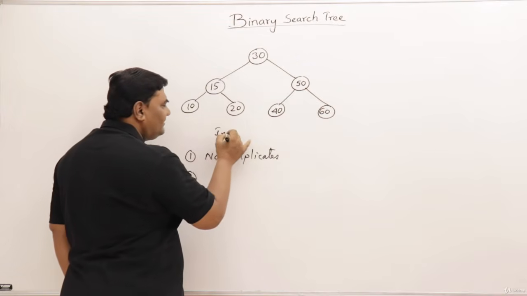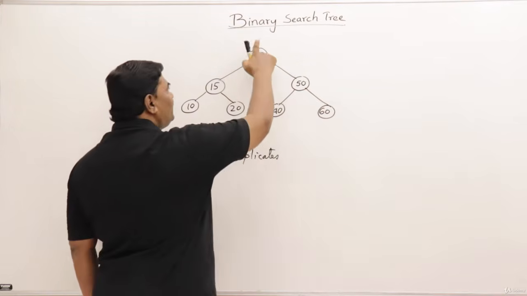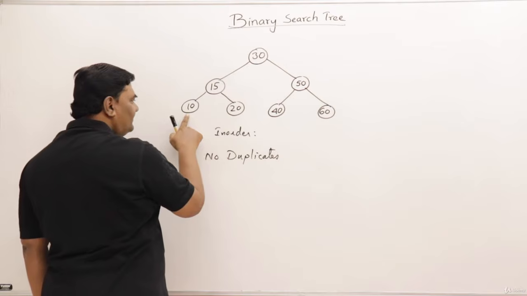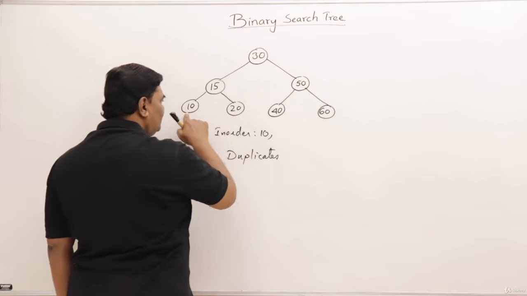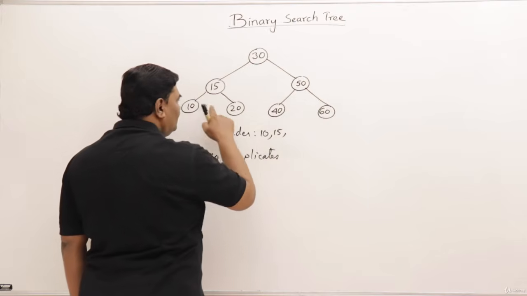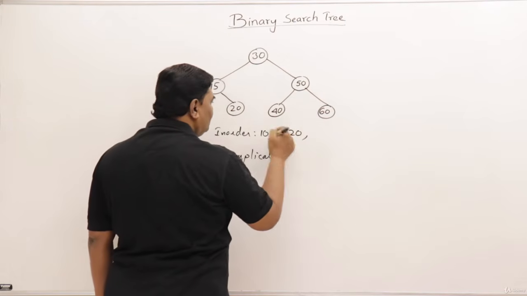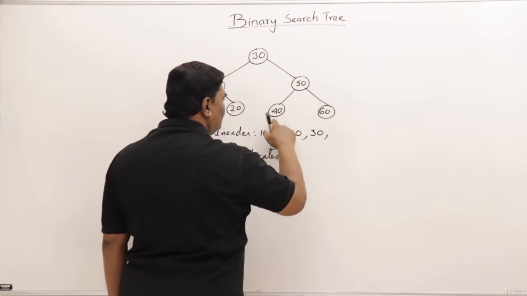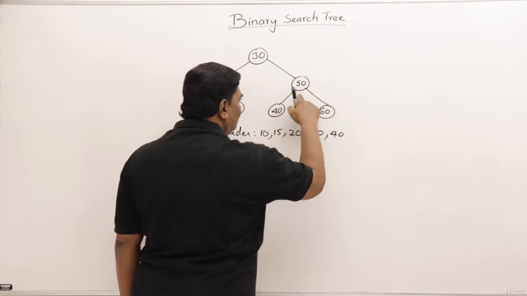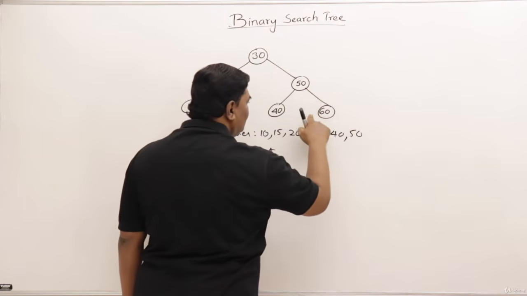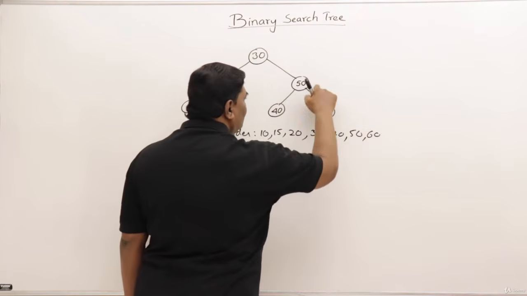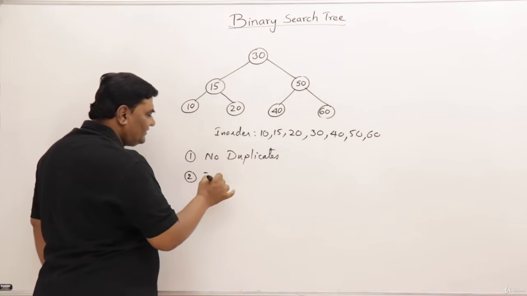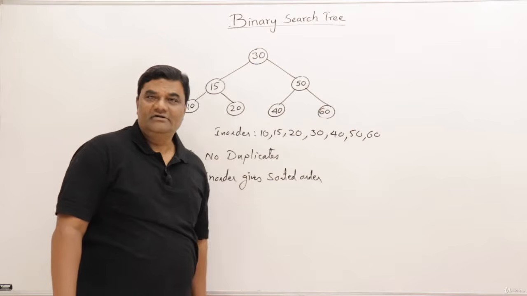I will perform in-order traversal of this one. Start from root. Move around the boundary. Yes, we have reached the bottom. 10, 15, 20, 30, 40, 50, 60, over. So we got the elements in the sorted order. So in-order gives sorted order.